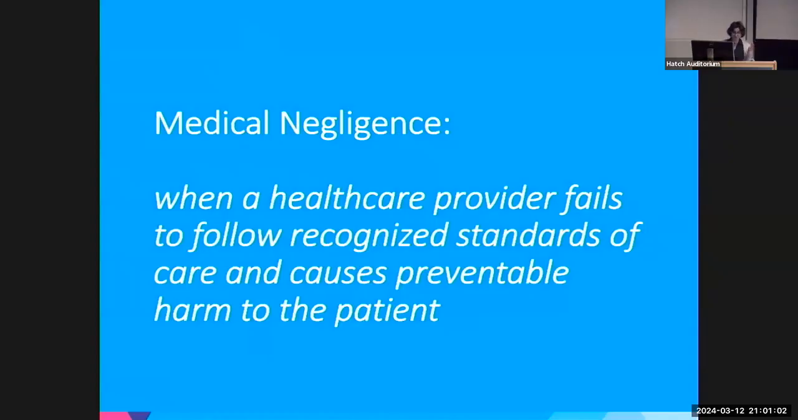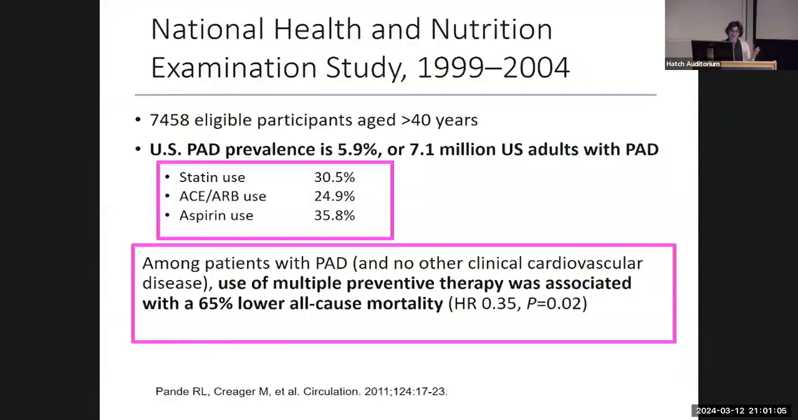And this really is an epidemic in the field of medicine. And here's some data to support that. So looking at NHANES data, the US PAD prevalence was 5.9% in 1999 to 2004, or 7.1 million adults with PAD. And what you can see is the reported statin use, ACE, ARB, and aspirin use was in the 30s. For patients who had multiple preventative therapies, there was a 65% lower all-cause mortality. So these therapies work if you use them.